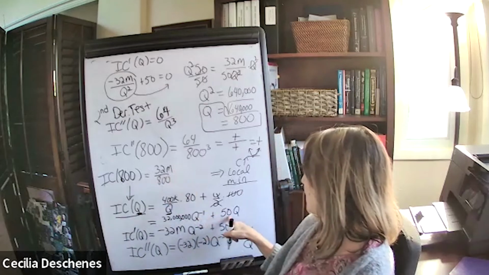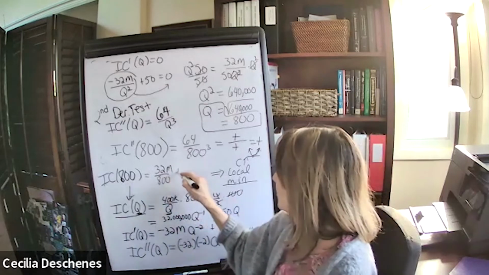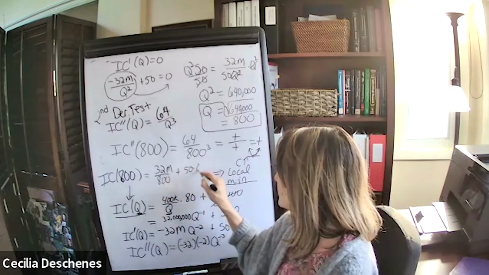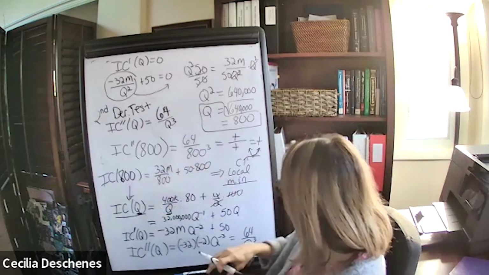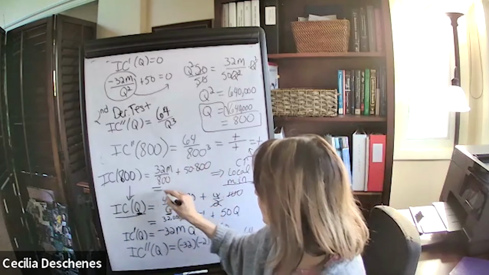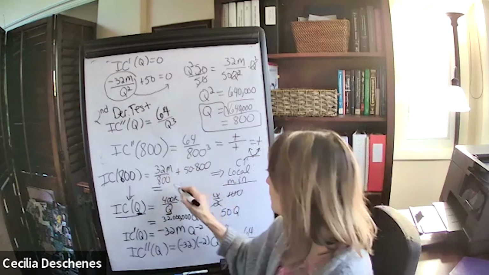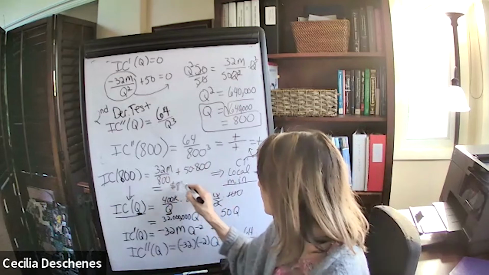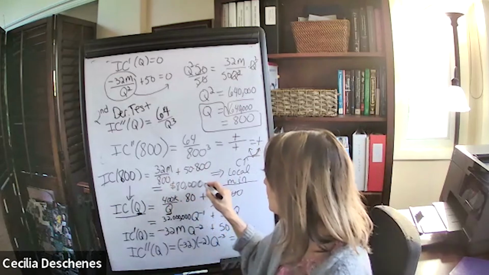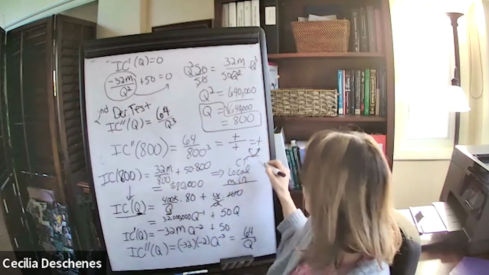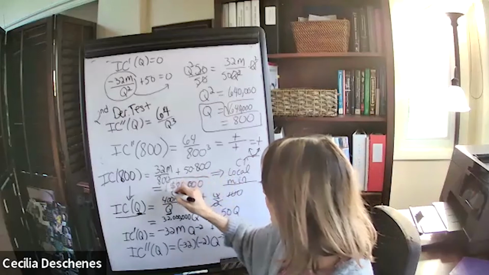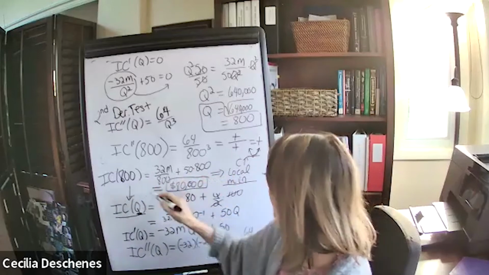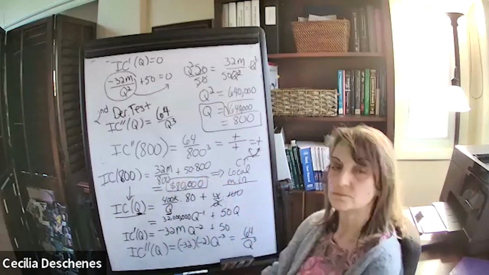And plus 50 times 800. All right, and I barely have room here, but that comes out to be 80,000. So your minimum inventory cost, if you use an order quantity of 800, is $80,000.